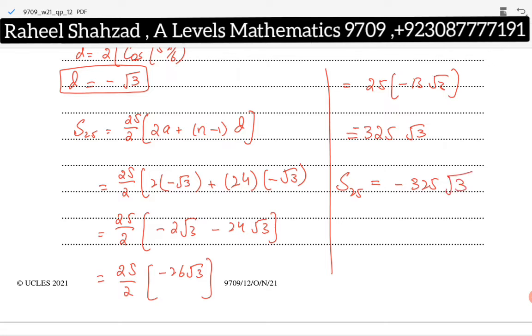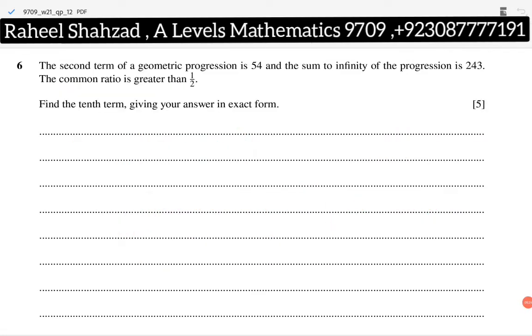Got it? Here is another question of GP, geometric progression, and it says that the second term of a geometric progression is 54 and the sum to infinity is 243. The common ratio is greater than 1 by 2. These are the conditions given. Find the 10th term, giving your answer in exact form.